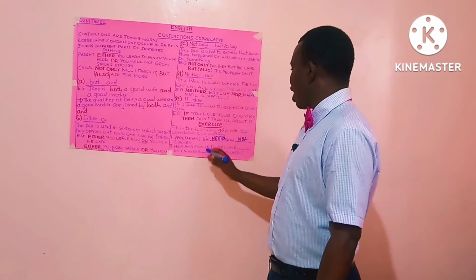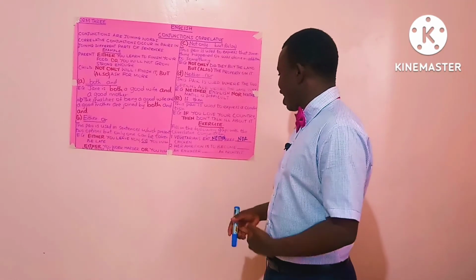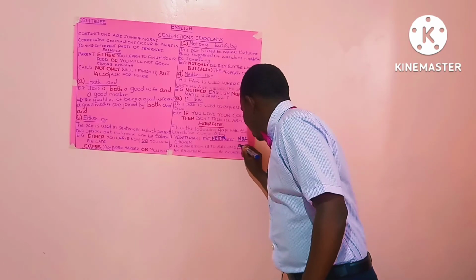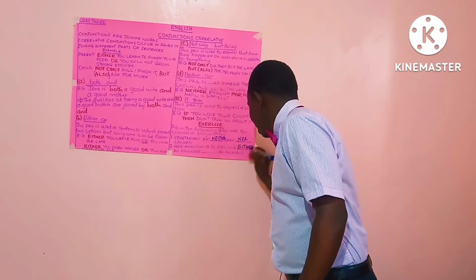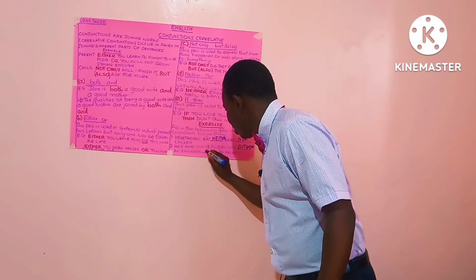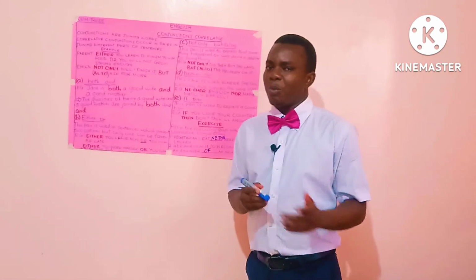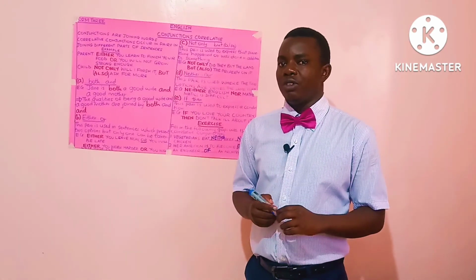So we will have her ambition is to become either an engineer or an architect. So that brings us to the end of the discussion on correlative conjunctions.